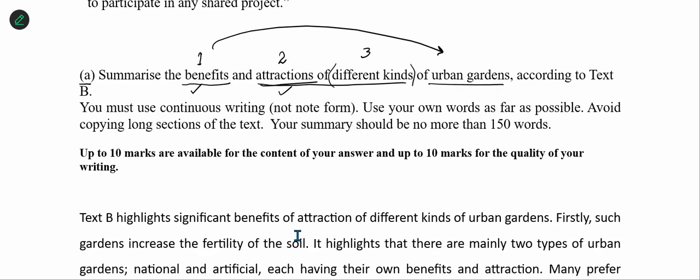You must use continuous writing. It means that you should not be writing points, not note form. Use your own words as much as possible. Avoid copying long sentences of the text. Your summary should be no more than 150 words. It means it can be reduced to 140 or 145 words, but not less than that. If it says no more than, it means that your summary cannot exceed 150 words, but it can go down. It can be less than 150 words.